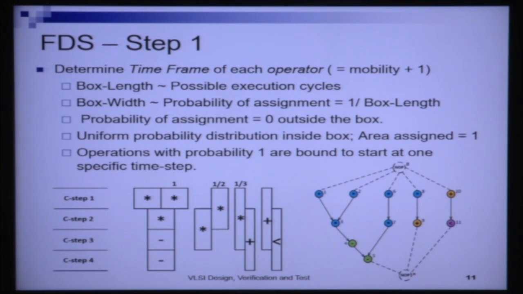So, the probability of the operation is 1 by box length within its time frame and 0 outside it. So, the probability of assignment is 0 outside the box and is equal to 1 by time frame within the box. Now, uniform probability distribution is there within the box, which goes to say that the area of assignment equals 1. That means that all operations take the same area. So, that is why we have shown here that the area of each operation is 1.